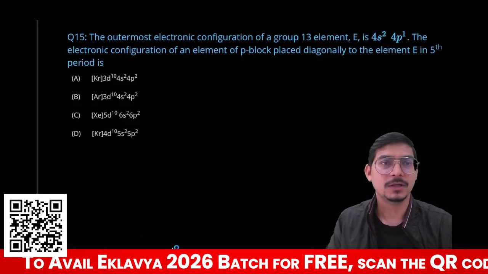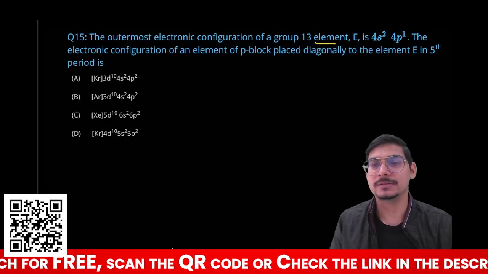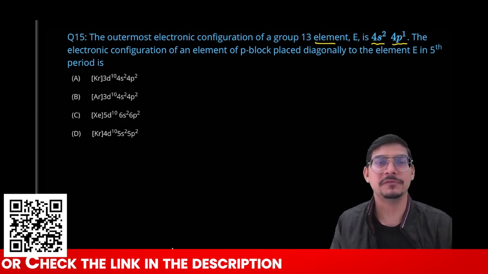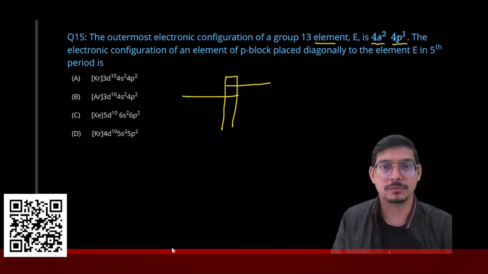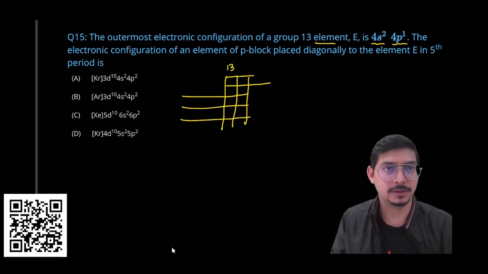Hi everyone. In this question, the outermost electronic configuration of a group 13 element is given to be 4s2 4p1, which means that element belongs to the fourth period of periodic table. Now, if that is how we show some portion of the periodic table, then this would be our group 13, which goes like boron, aluminum, gallium, indium, and thallium.